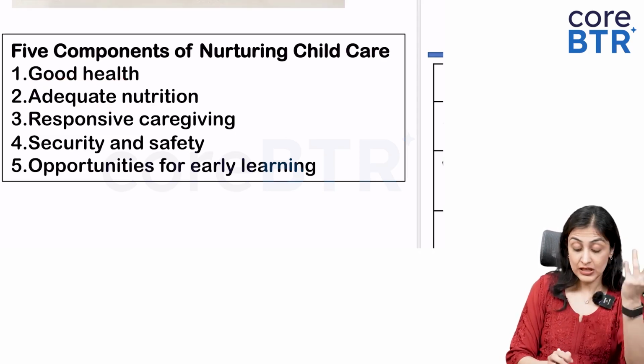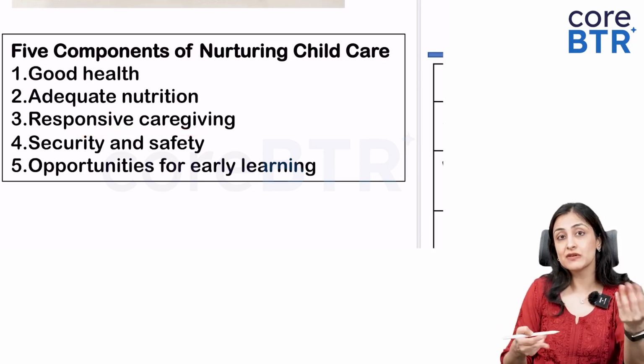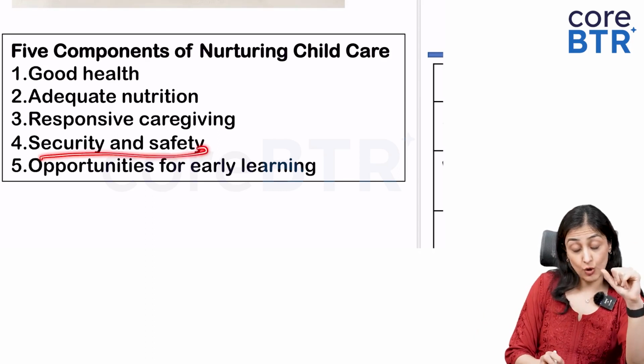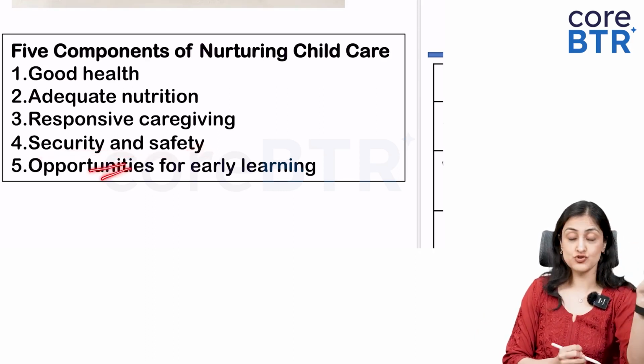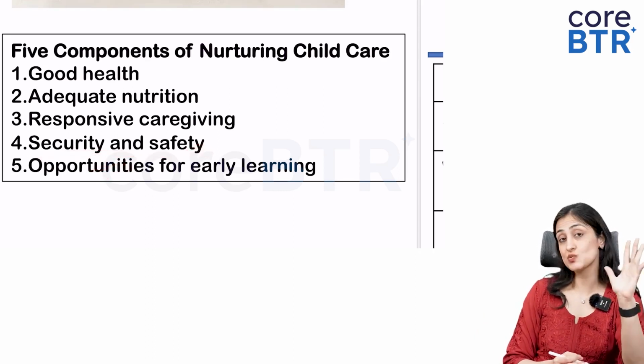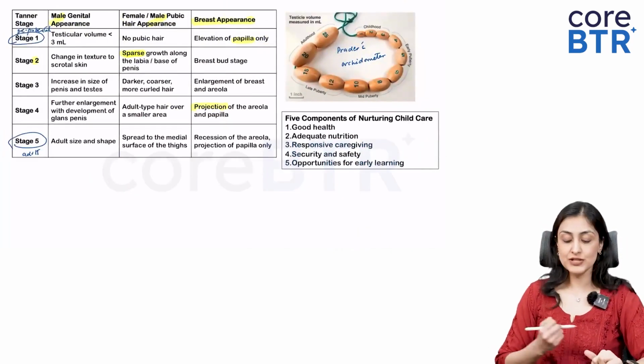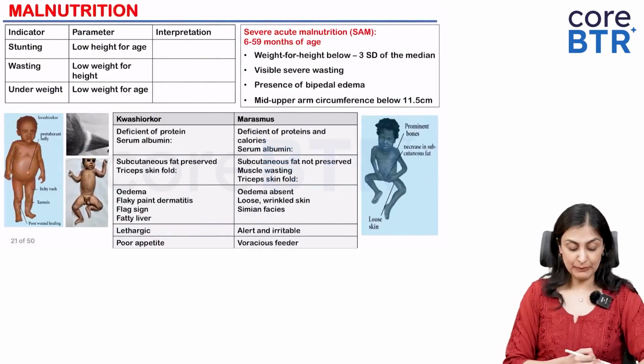Adequate nutrition, responsive caregiving, where you are there to listen to the child's problems and solve them for them. Security and safety, and opportunities for early learning, right? So that's what a parent's job is, to provide these 5 things. So that's something that we need to remember.